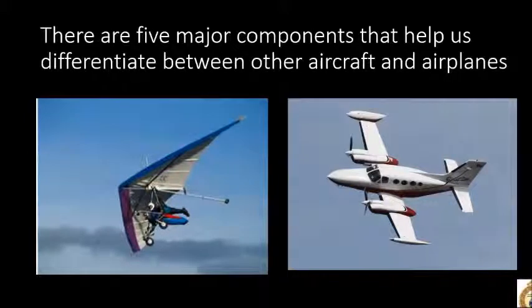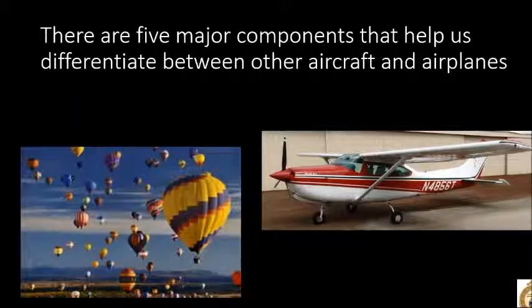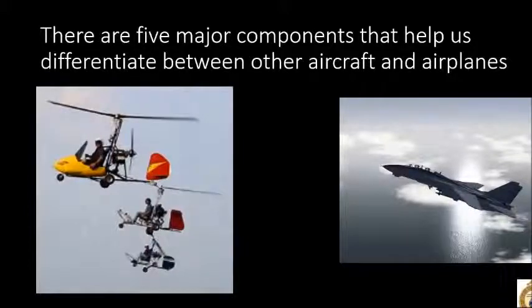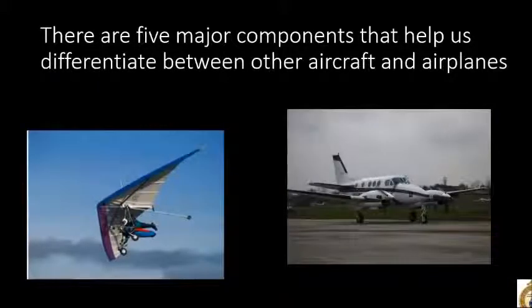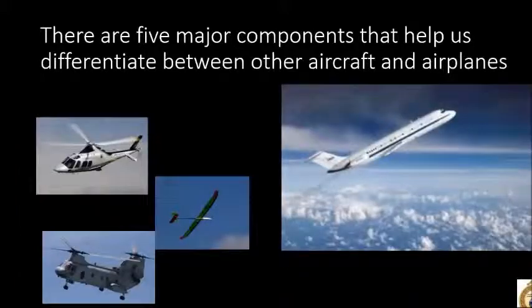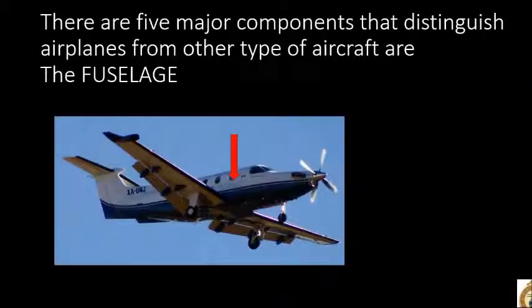Here we have an airplane on the right, and we have some other flying mechanism on the left, but it's not classified as an airplane. Here we have an airplane on the right again, and a hot air balloon on the left. So the balloon is not an airplane. Again, on the right, it's an airplane; on the left is something else. We have 2 helicopters and a glider on the left and an airplane on the right, and they climb out. So, let's talk about what are these 5 major components.